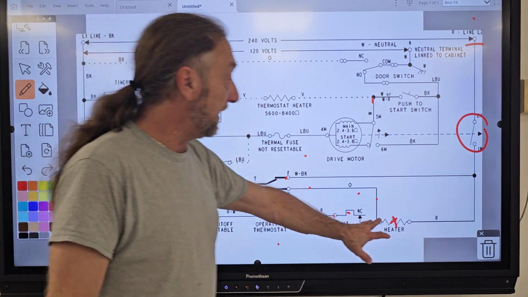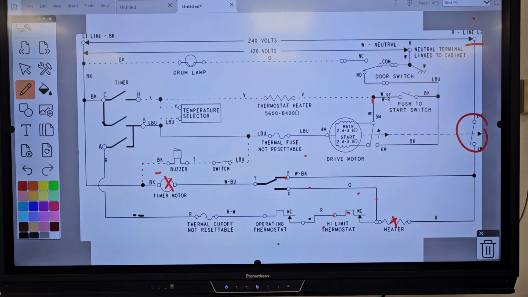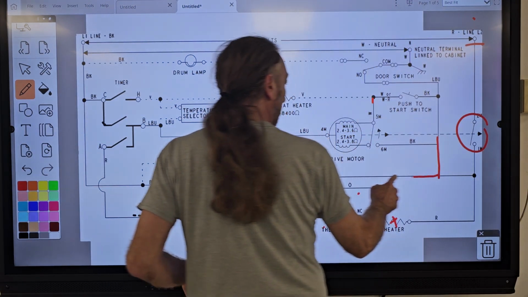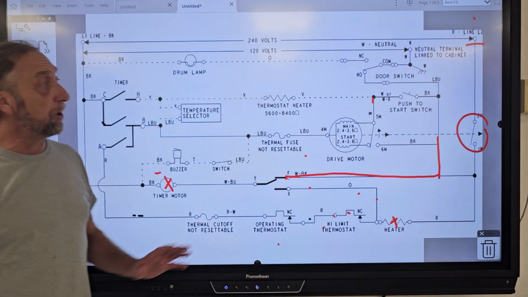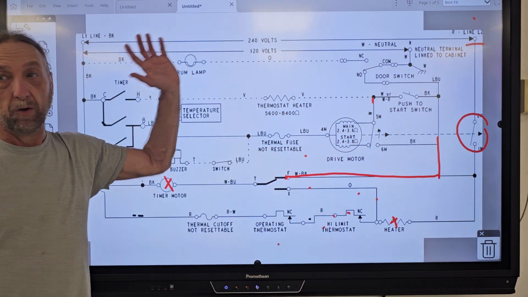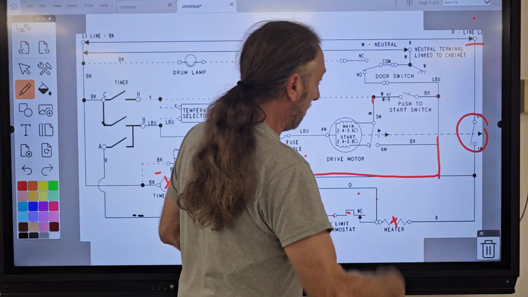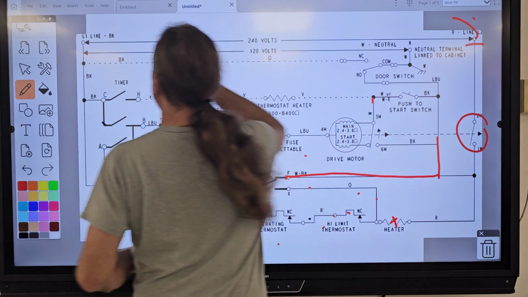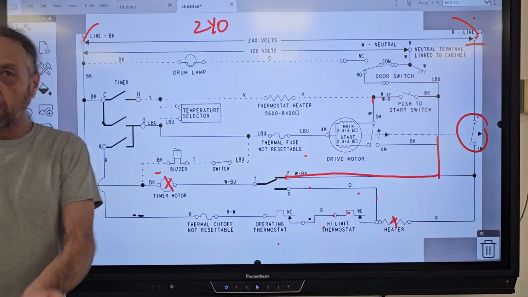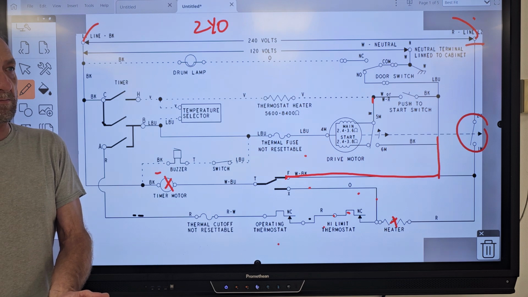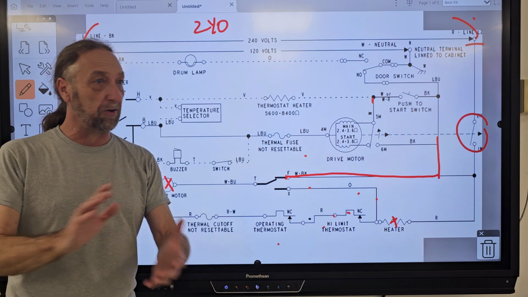Now, in this diagram, let's just say the heater's not working, and let's just say for the heck of it, the timer is 110 and not 240. So we don't know if we have a 240 volt problem or a problem within the machine. So we want to say, okay, I check here and here, I have 240, right? Where do I go next? If I have power here, what's the next test to make? Dryer's not heating.